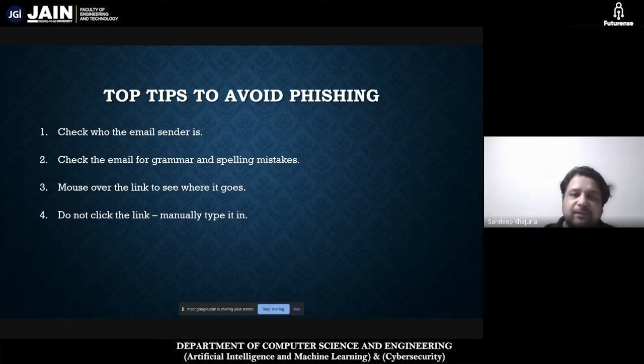You are vigilant about where you are clicking. Is the email coming from a legit source or not? Is the sender known to you or not? Even if the sender is known to you, you should always make sure whether that particular email address is valid or not. The link that you're trying to open, you should always run it through an online service to check whether this particular link is malicious or not.